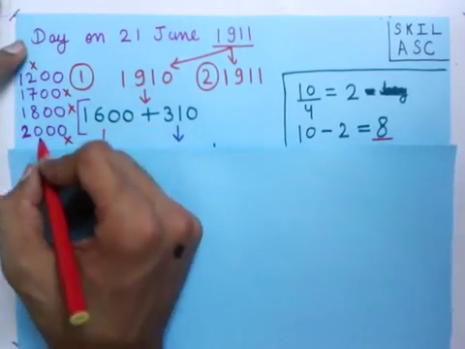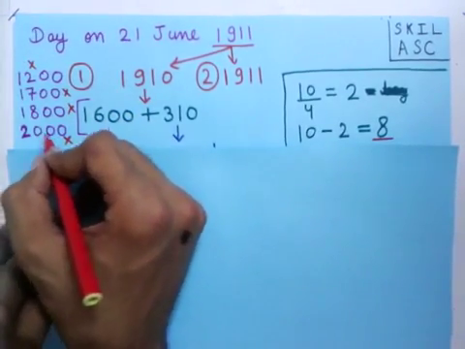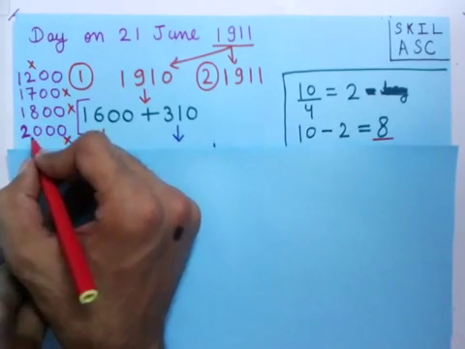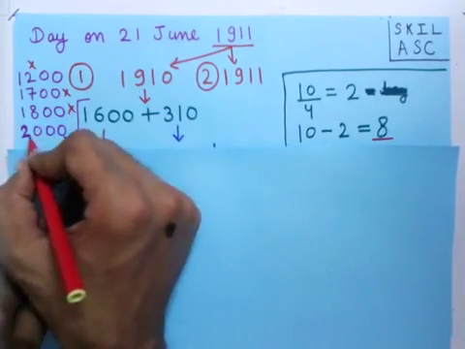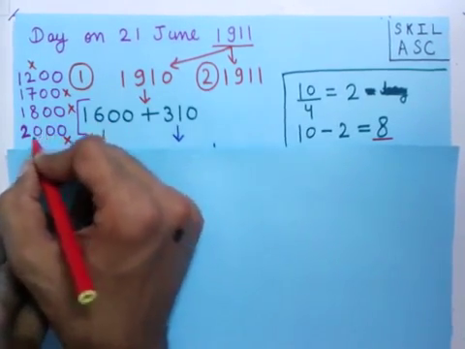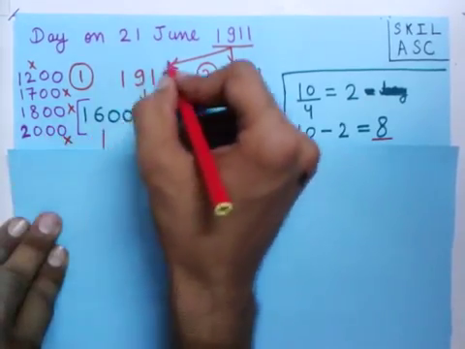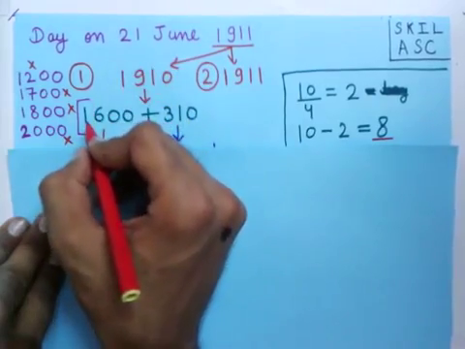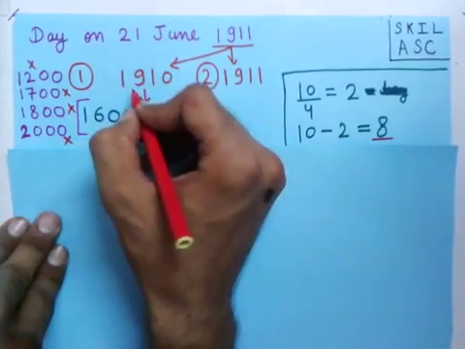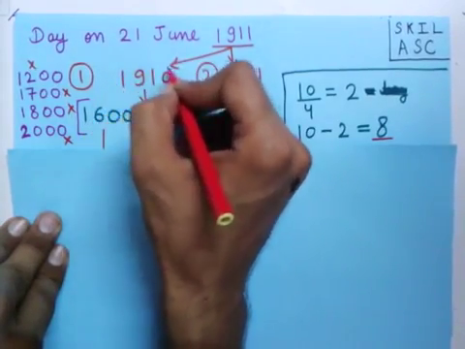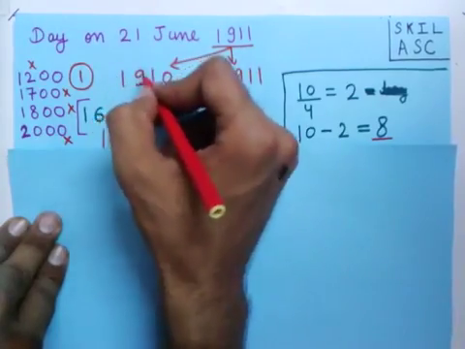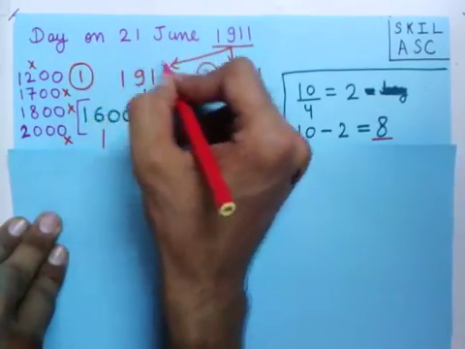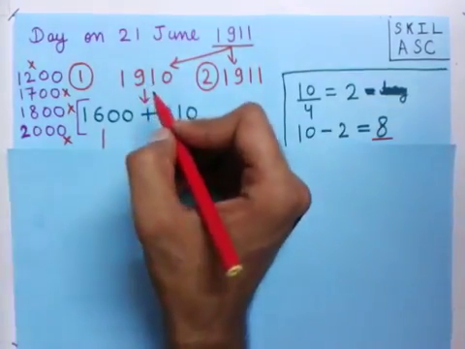Now here you see 2000. This century is maximum. This century is also a leap year, but still we did not take this century. Why? Because this 2000 is more than this year. This is more than 1910. So we take a century which is maximum and must be a leap year and must be less than this year 1910.